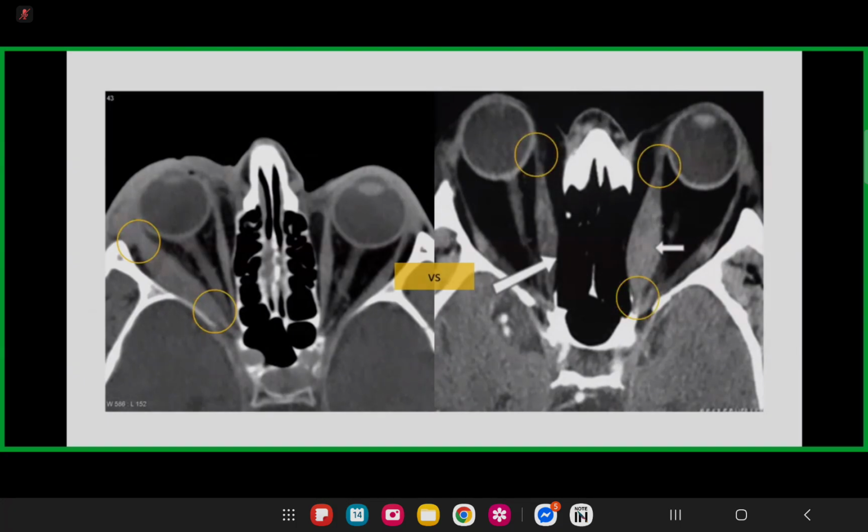Compare it to the TED CT scan. The tendons are thinner for TED. So NSOI is tendon involving, while your TED is tendon sparing. I usually think about TED as tendon exempted disease. That means when you do a CT scan, tendons are exempted from inflammation.